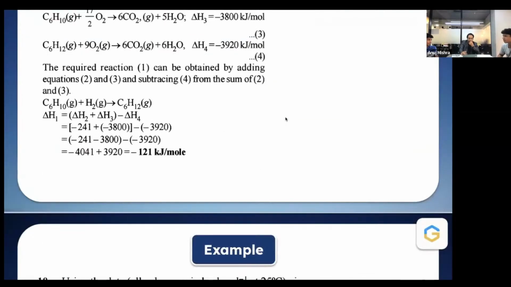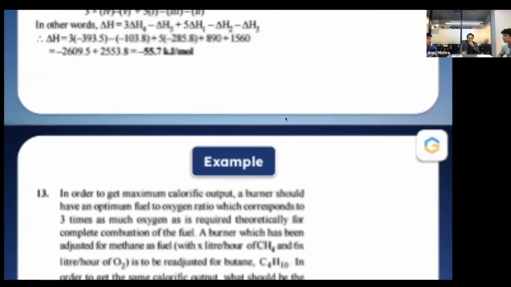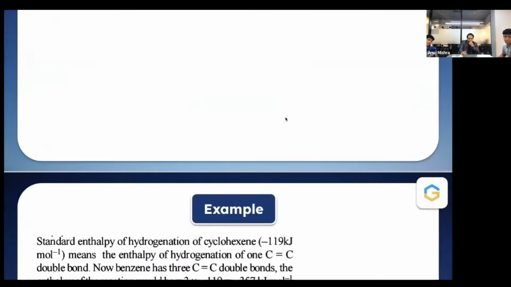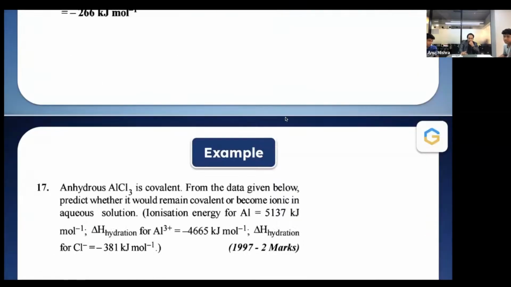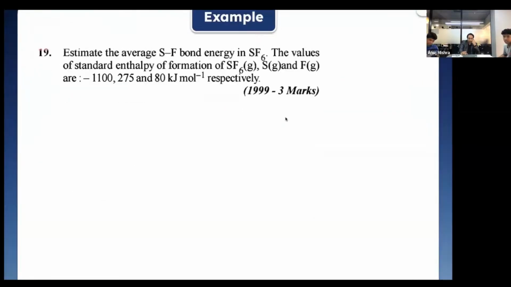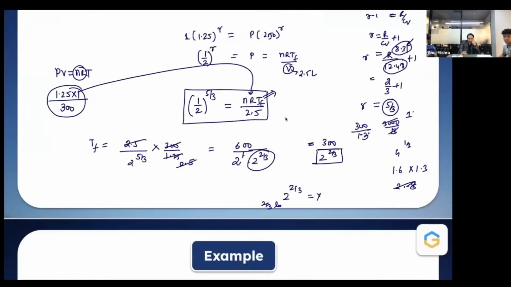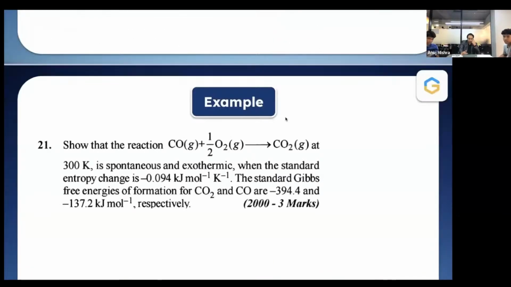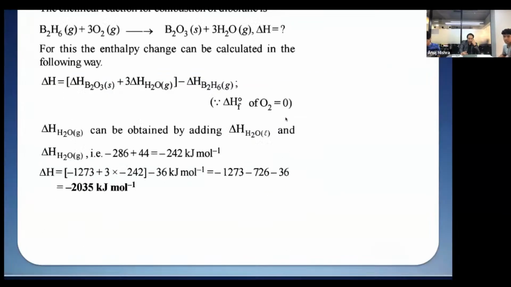We already did enthalpy, H equals U plus PV. There are different types of enthalpy. एंथैल्पी वाले क्वेश्चंस हैं काफी सारे. आप देख लो सब एंथैल्पी पे हैं. ये सब करने हैं आपको. ये कर चुके हैं.